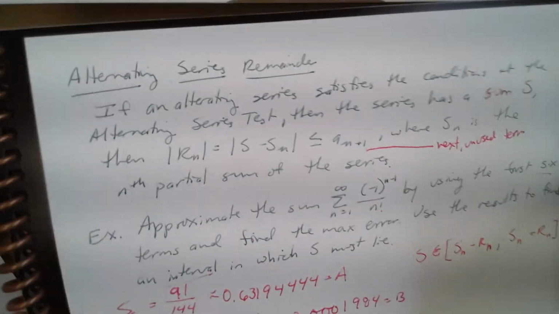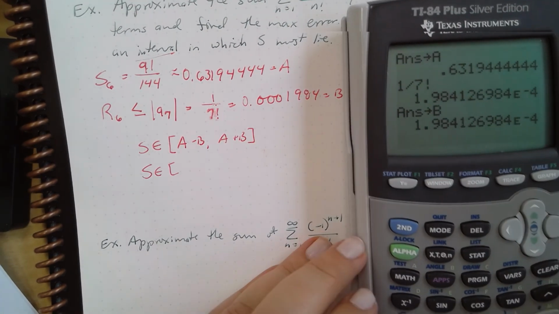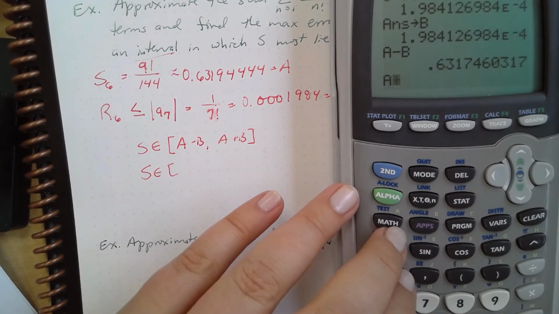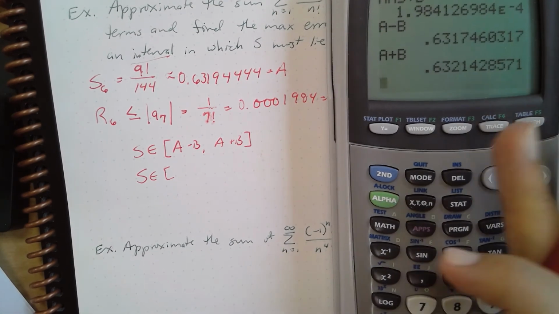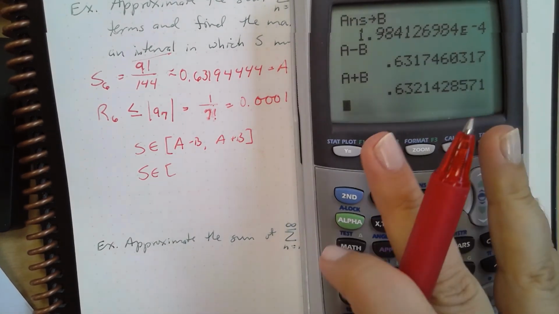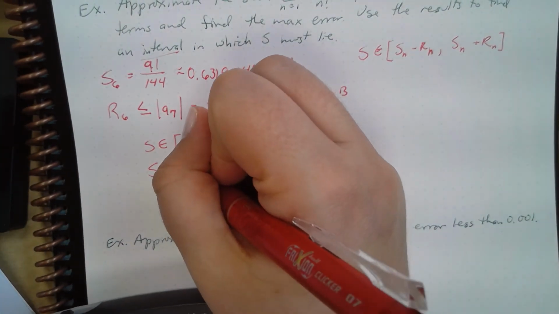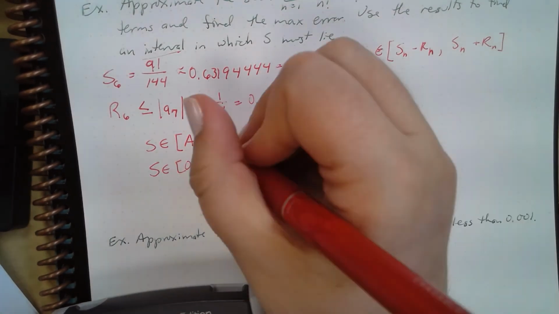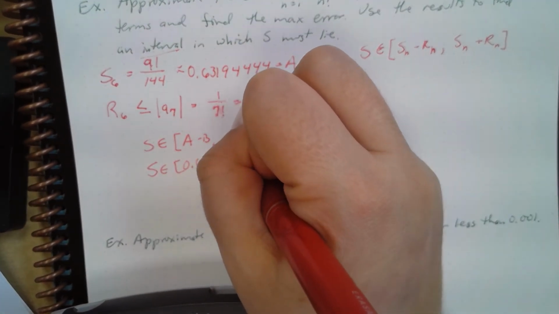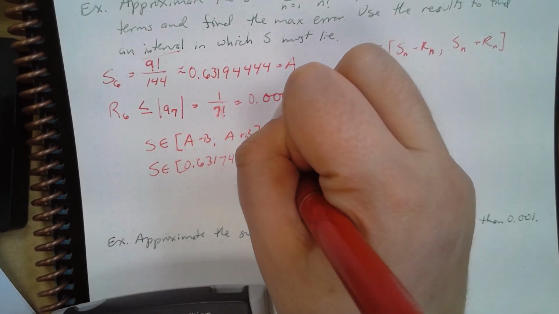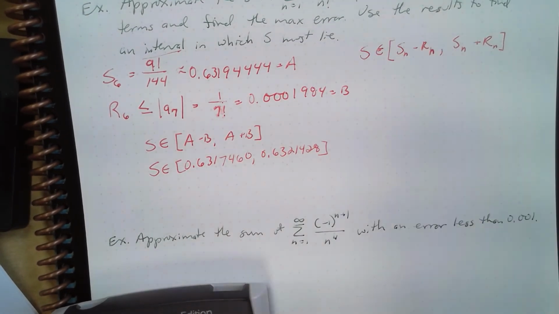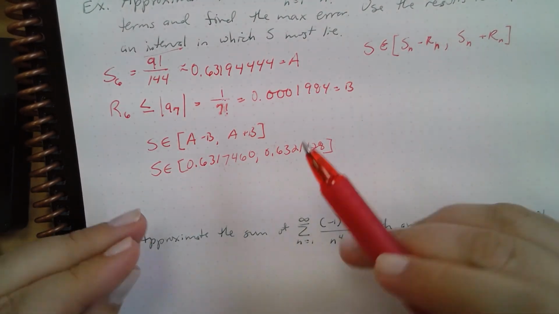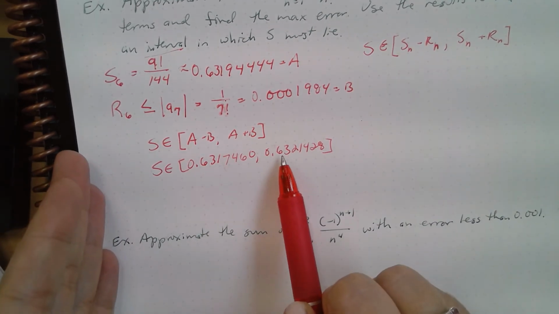And if I actually put that in my calculator, I get alpha A minus alpha B and alpha A plus alpha B. And you can see these are really similar to one another, so I would write a lot of decimals here. I would definitely write more than 3. 0.6314117460, 0.6321428. Okay, I'd write quite a few. So there's an interval. It's pretty small, pretty narrow, but S has to be between these two numbers, right?